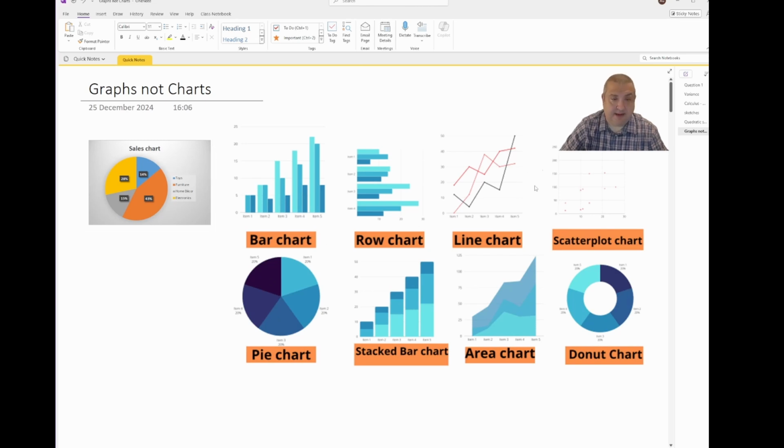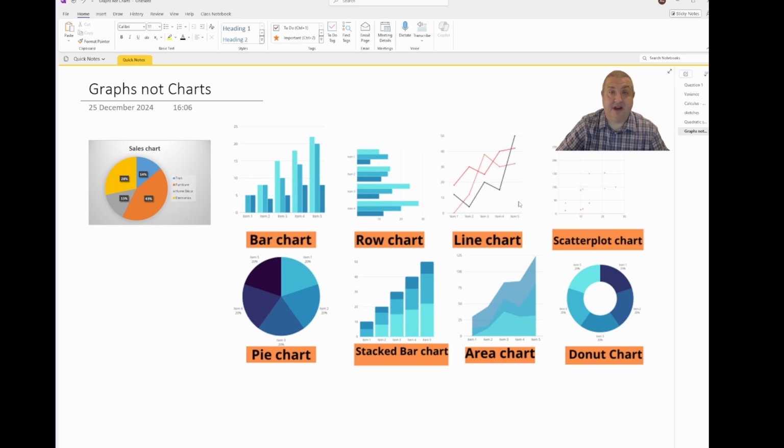Or we see here these examples of charts. These are not graphs. They don't typically have any mathematical relationship between them. They just represent data. Sales figures would be another example, or the weather, as I said. They represent data, but there isn't necessarily any mathematical relationship between that data.